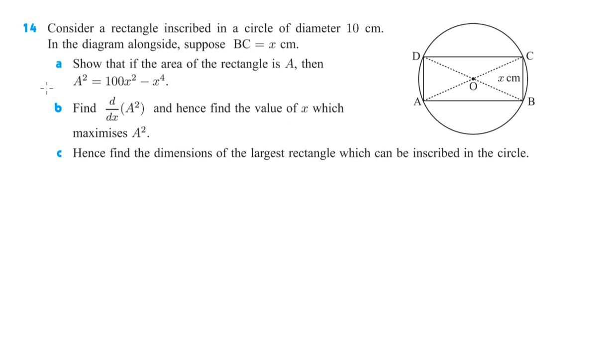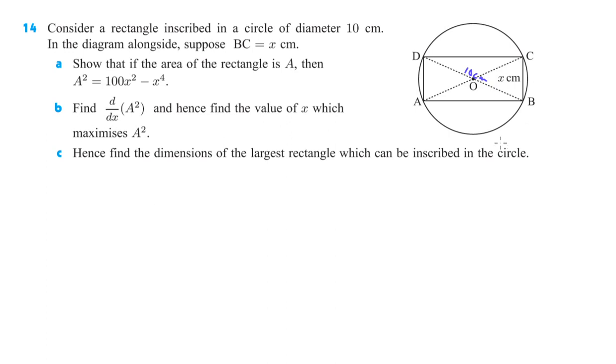I'm going to take you through some of the problems on the 12B Part 2 assignment. First one we're going to take a look at here is number 14. Consider a rectangle inscribed in a circle of diameter 10 centimeters. In the diagram alongside, suppose BC equals X centimeters. And we also know that this diameter here is 10 centimeters.